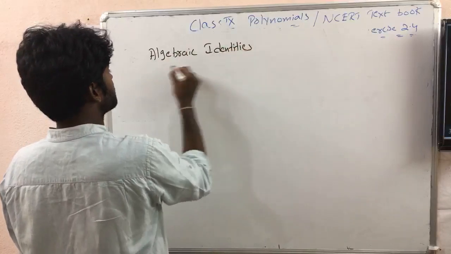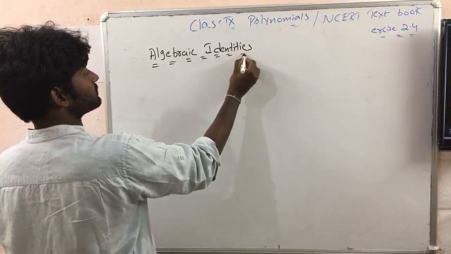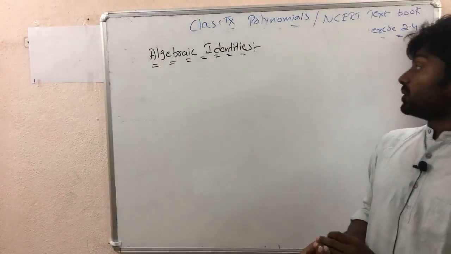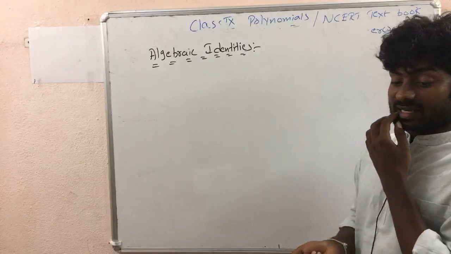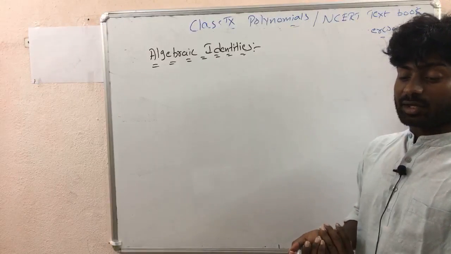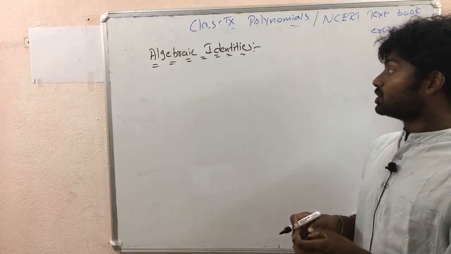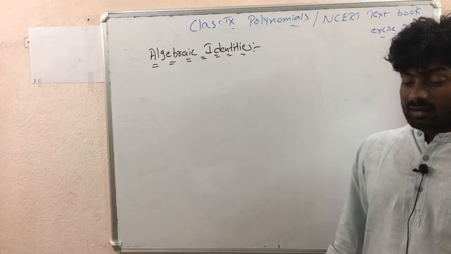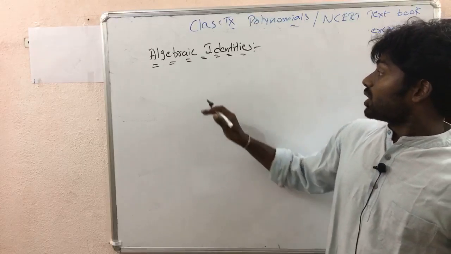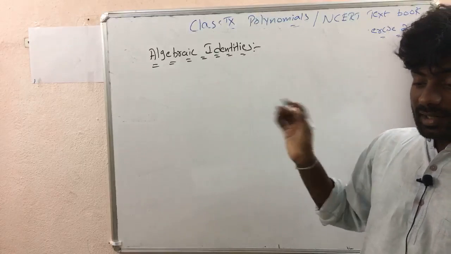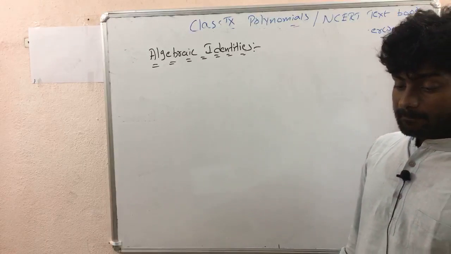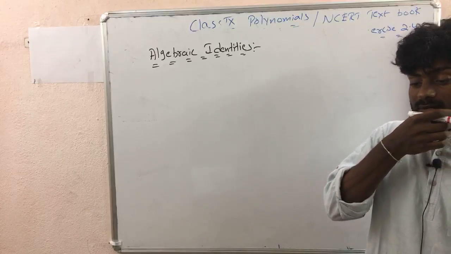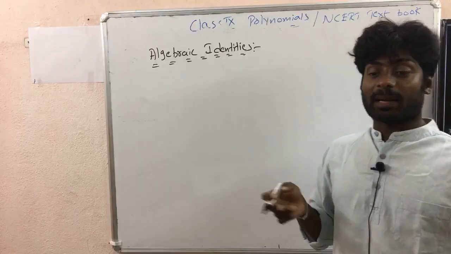Algebraic identities. Can anyone state the algebraic identities you have already learned in the previous class? That means since 7th standard, in 7th and 8th standard you have learned some algebraic identities. Those who are watching, you can type there whatever algebraic identities you know. I will give a few minutes for you. Just type whatever you learned in the previous standard.